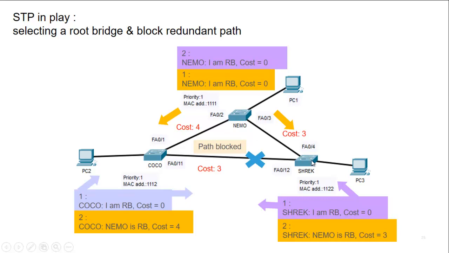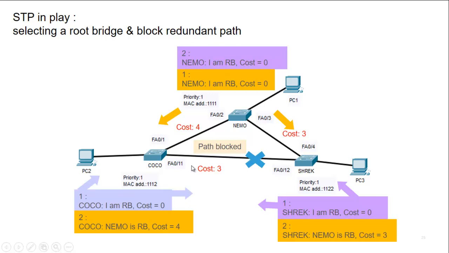Same goes for Shrek. Directly connected to the root bridge, the cost is 3. If he goes via Coco, the cost would be 7. So he will use this path. So this path over here, this redundant path, right now has no value. So this path will be blocked.